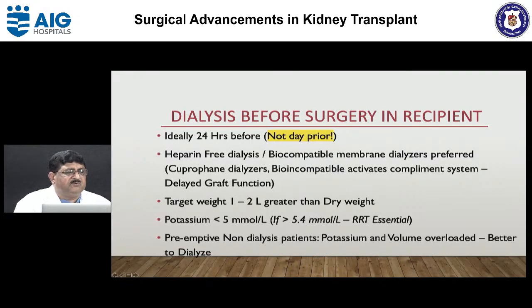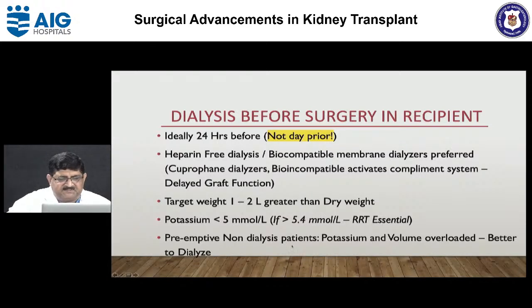The target weight, we don't keep the patient dry before surgery. We generally keep the patient 1 to 2 liters positive, a little greater than dry weight, so that hypovolemia and the incidence of hypotension can be minimized in the perioperative period. Potassium, the targeted potassium should be less than 5, and generally if more than 5.4, we postpone the case, and these are patients subjected to dialysis again.